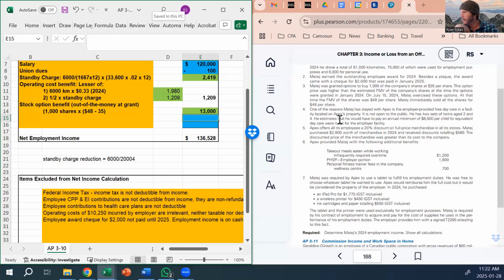It's not available to the public. He has 2 sets of twins, age 2 and 4. He estimates that he would have had to pay an annual minimum of $8,500 per child for equivalent daycare if it were not for the employer facility.